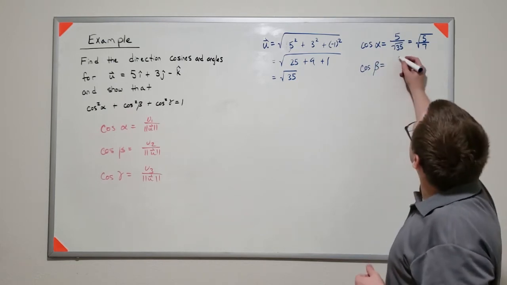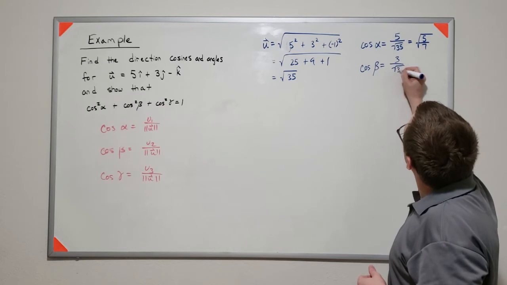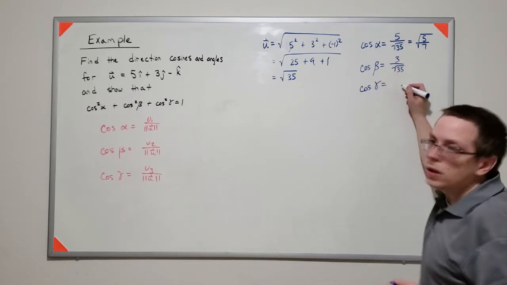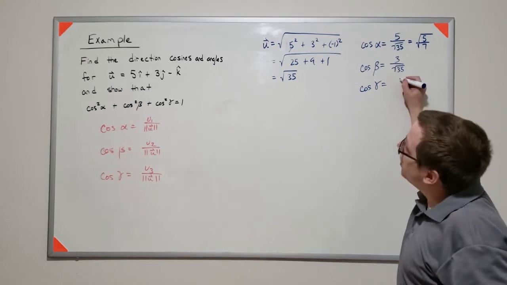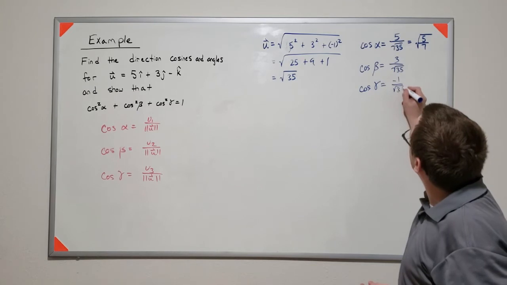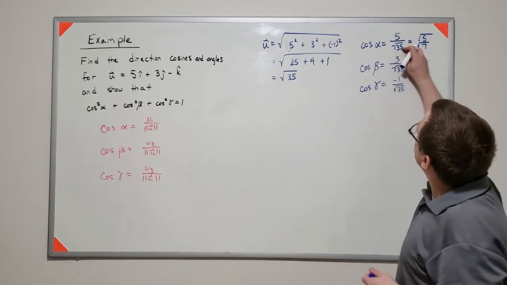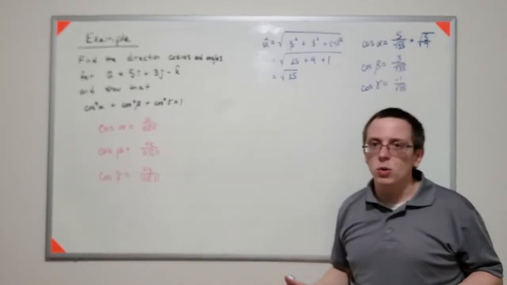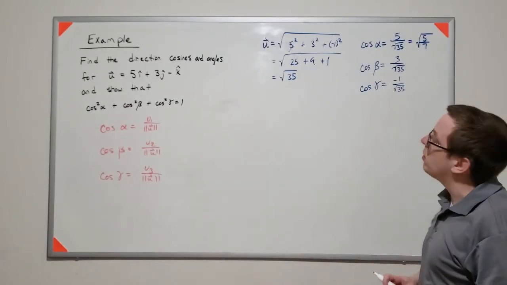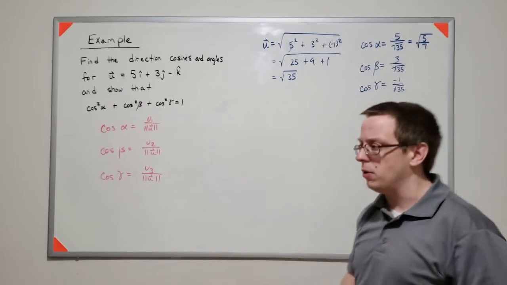Cosine of beta is 3 over the square root of 35. And cosine of gamma is going to be -1 over the square root of 35. So those are your direction cosines. Now those angles, they're going to be the inverse cosines, and they're going to come out to be not unit circle values.